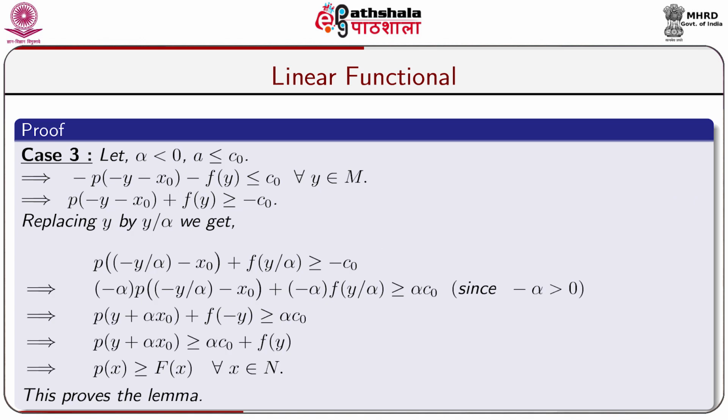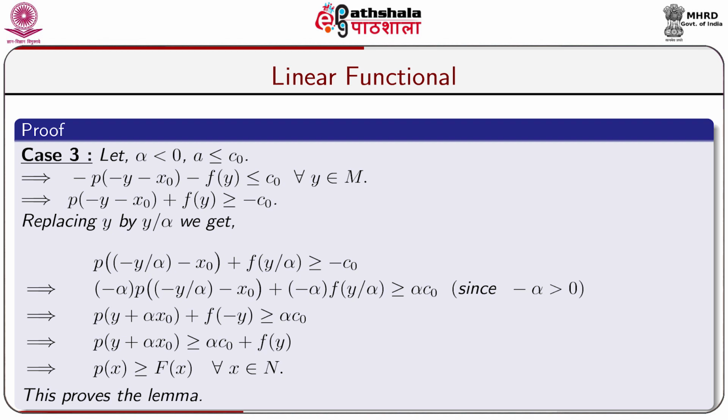And for case 3, let us take alpha less than 0 and A less than or equal to C0, which implies that minus p of minus y minus x naught minus f of y is less than or equal to C0 for all y belonging to capital M, which again implies that p of minus y minus x naught plus f of y is greater than or equal to minus C0.